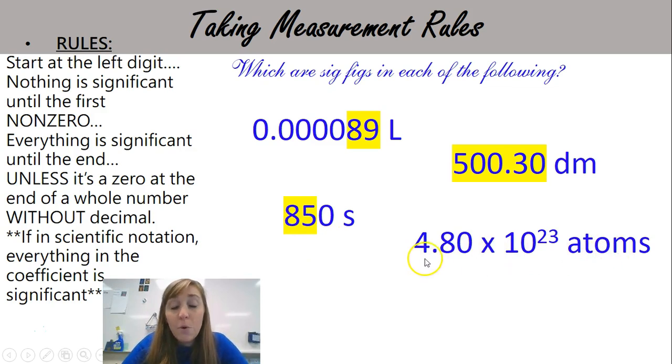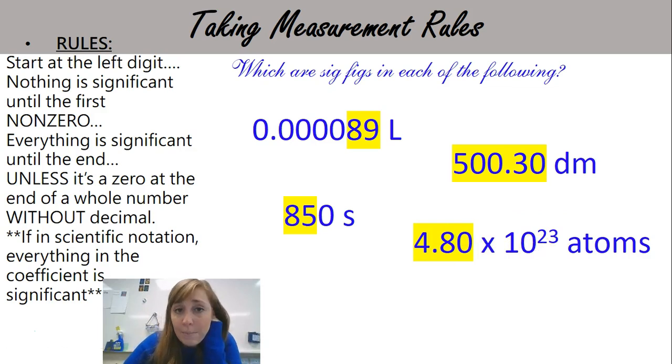In this, we have 4.80 times 10 to the 23rd. This is in scientific notation. So when it's in scientific notation, anything in the coefficient is significant. So all of those digits in this coefficient are significant. The 10 to the 23rd is just a placeholder, so it's telling you how big or how small. You could replace this with a prefix that means 10 to the 23rd.